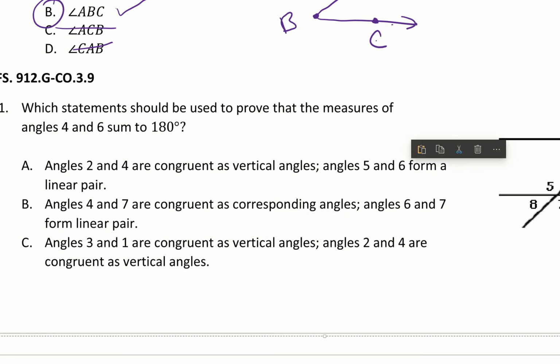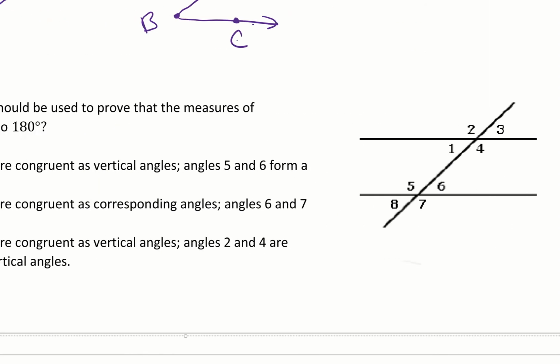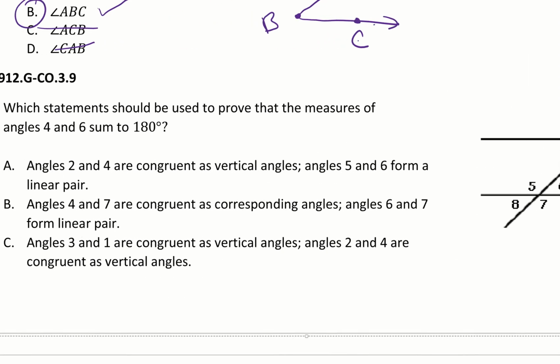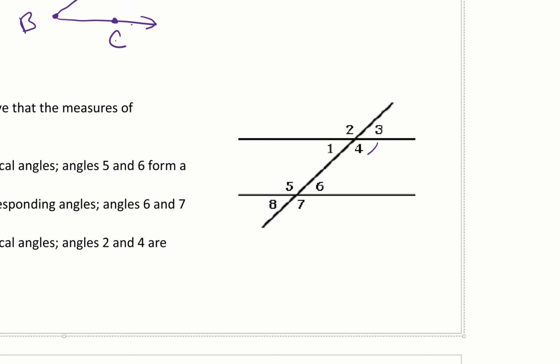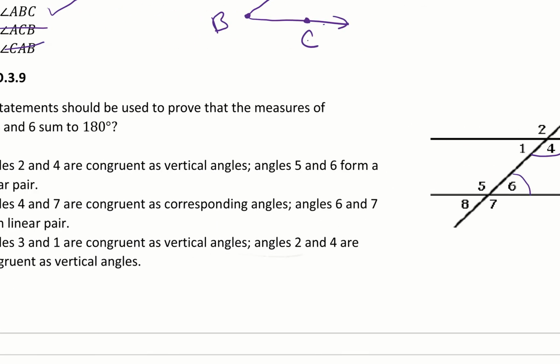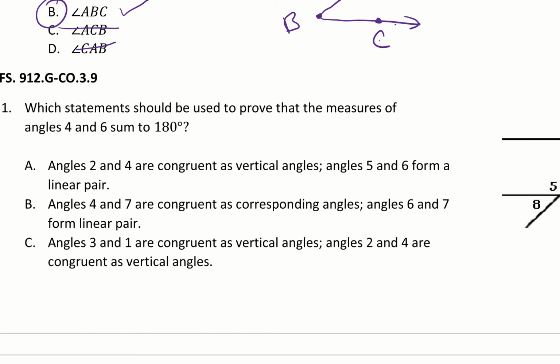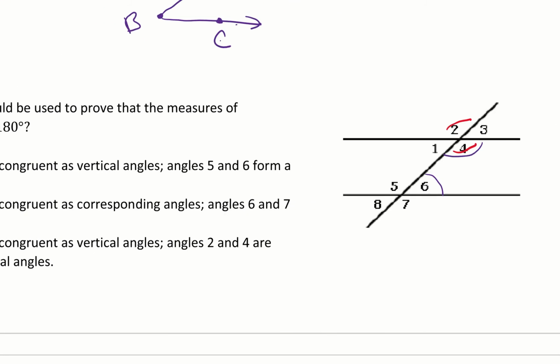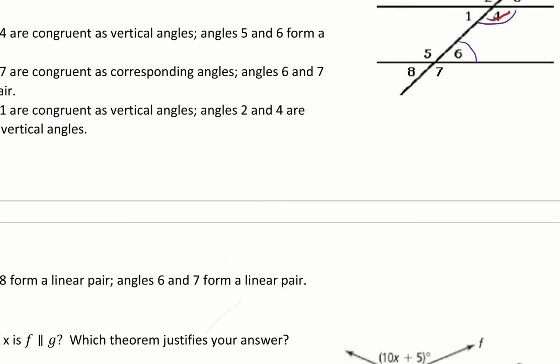Which statements should be used to prove the measures of angles 4 and 6 sum to 180? So let's look at the statements here. We want to prove that 4 and 6 add to 180. Angles 2 and 4 are congruent as vertical angles. So basically they're saying, what if we use angles 2 and 4 as vertical angles? They're congruent as vertical angles.